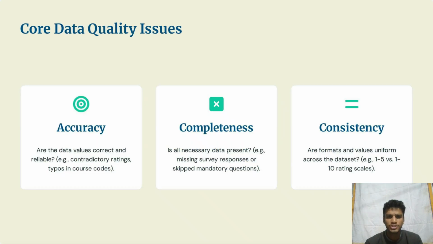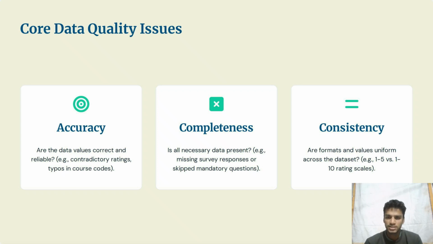Core data quality issues. Accuracy: are the data values correct and reliable? For example, contradictory ratings, typos in course codes. Completeness: is all necessary data present? For example, missing survey responses or skipped mandatory questions.